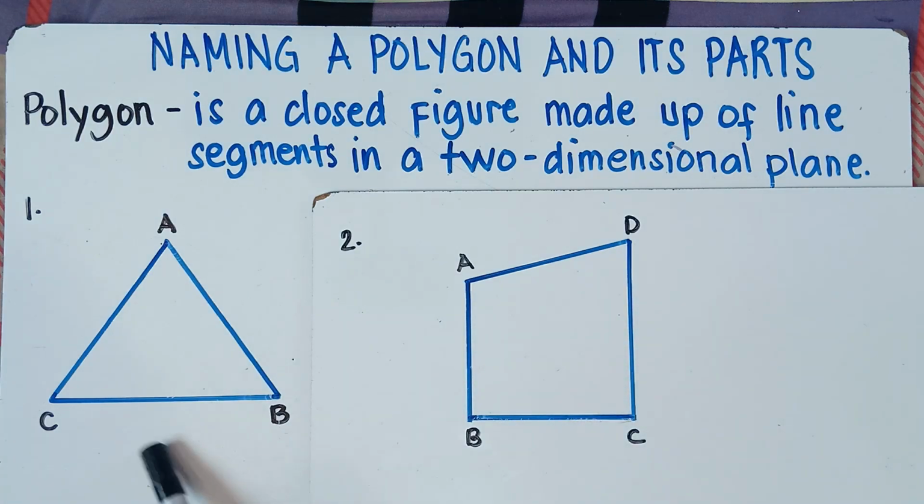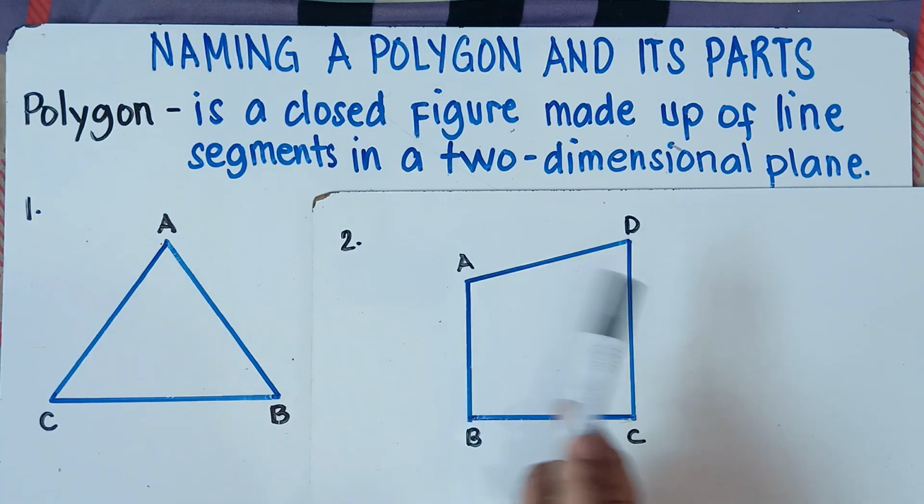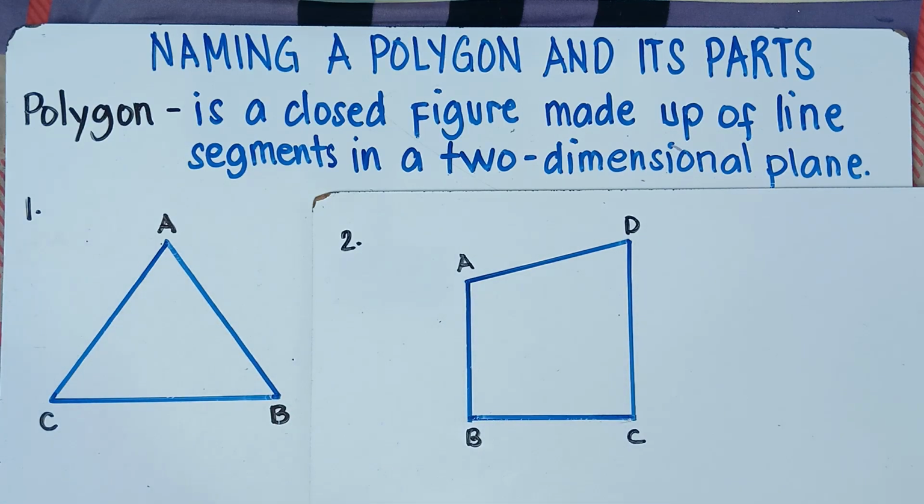Now for number 1, class, we call this one a triangle, a polygon with 3 sides. And for number 2, a polygon with 4 sides, do you still remember what you call a polygon with 4 sides? That's correct, a polygon with 4 sides, we call that one a quadrilateral. Now before we name these polygons, let's first identify the parts of a polygon.